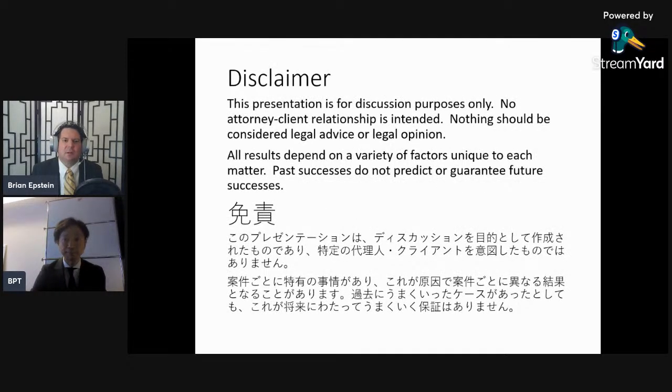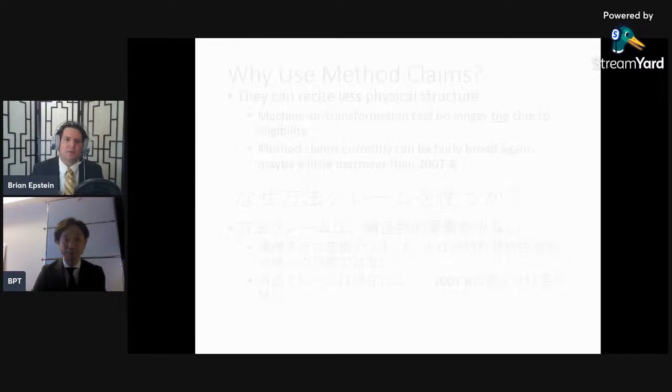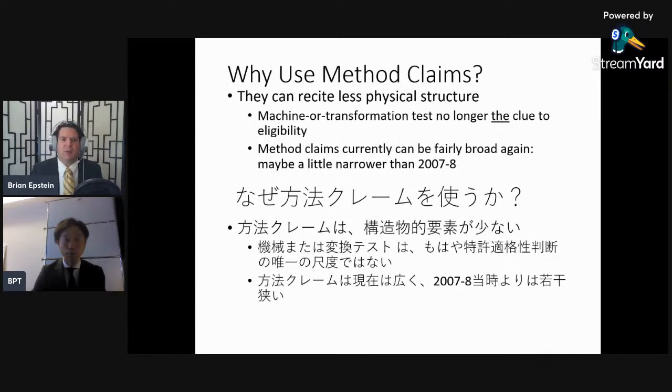Sure. So let's begin by discussing why we might use method claims. The primary reason is that they can recite less physical structure. So for an apparatus claim, of course, you have to recite the apparatus itself as well as its constituent components.